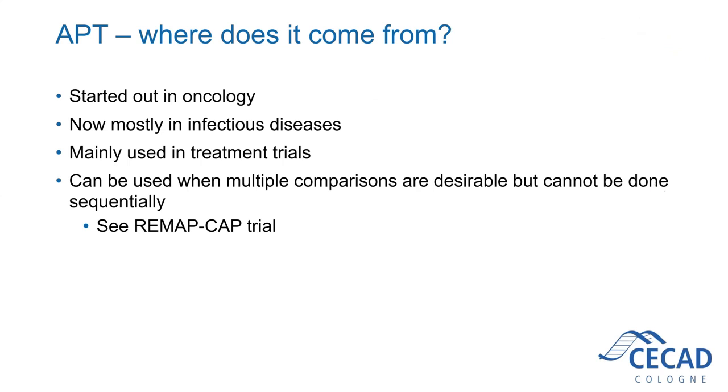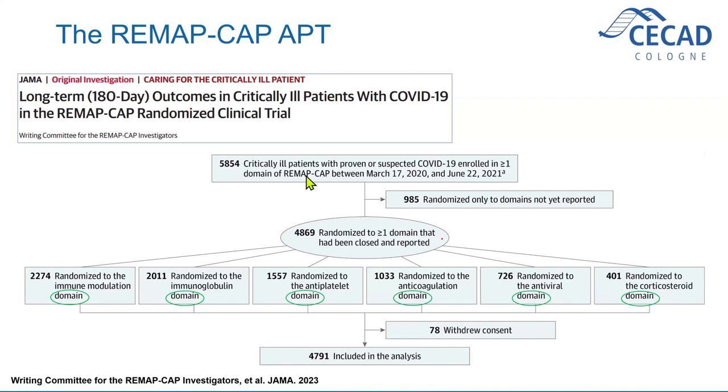So where does the concept of APT come from? It all started out in oncology. It is now mostly being used in infectious disease, mainly in treatment trials, and it can be used when multiple comparisons are desirable but cannot be done sequentially. That's what the REMAP-CAP trial I briefly mentioned before is about. REMAP-CAP is an adaptive platform trial on treating COVID-19. And this is just one part of the CONSORT diagram of REMAP-CAP, with the outcomes for the time period between March 17, 2020 and June 22, 2021. So not a very long time period.